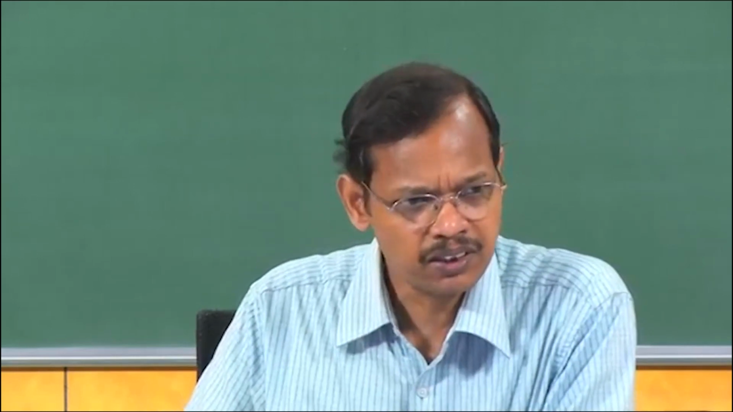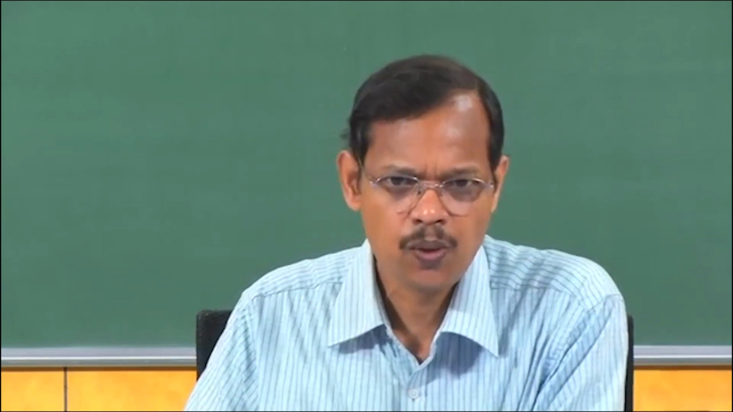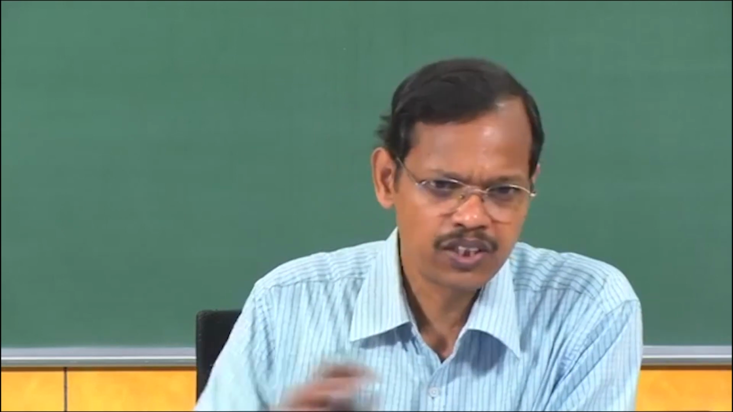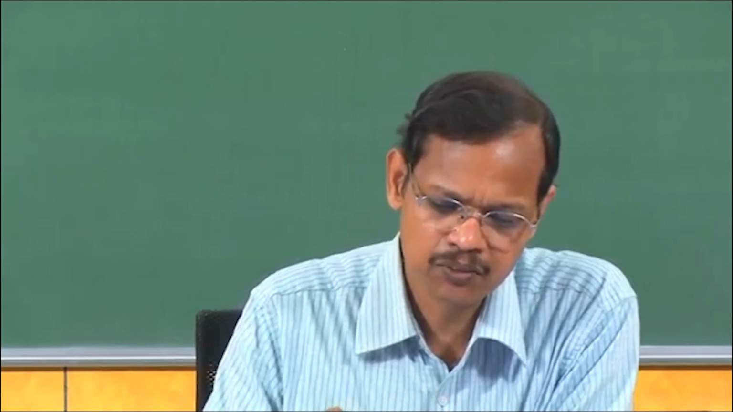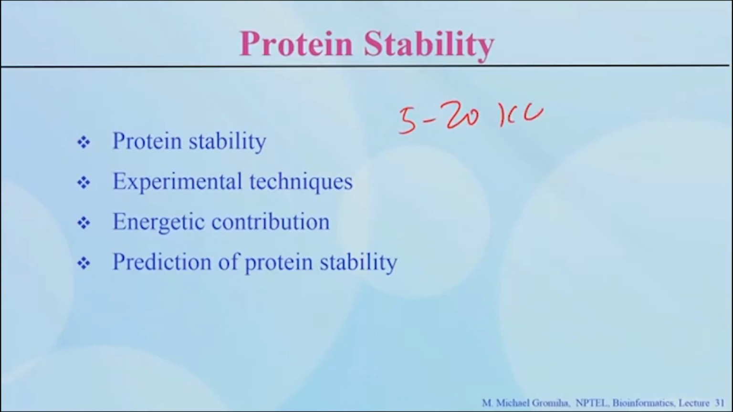Then you go to stability. What is protein stability? This is the free energy change between the folded and unfolded state. It is generally marginal, about 5 to 20 kilocalories per mole. There are various ways to get the stability from experiments, such as differential scanning calorimetry or circular dichroism. Also you can get it from thermal denaturation or chemical denaturation.